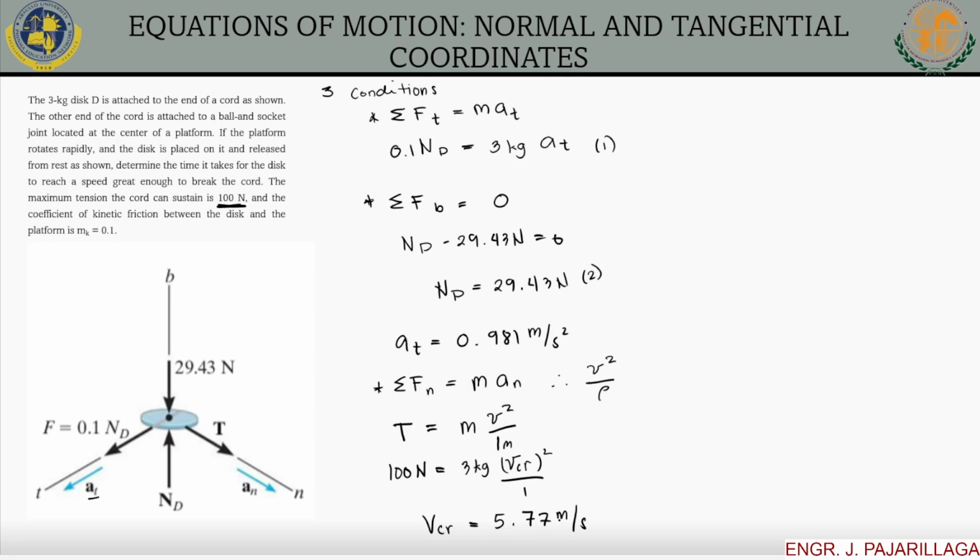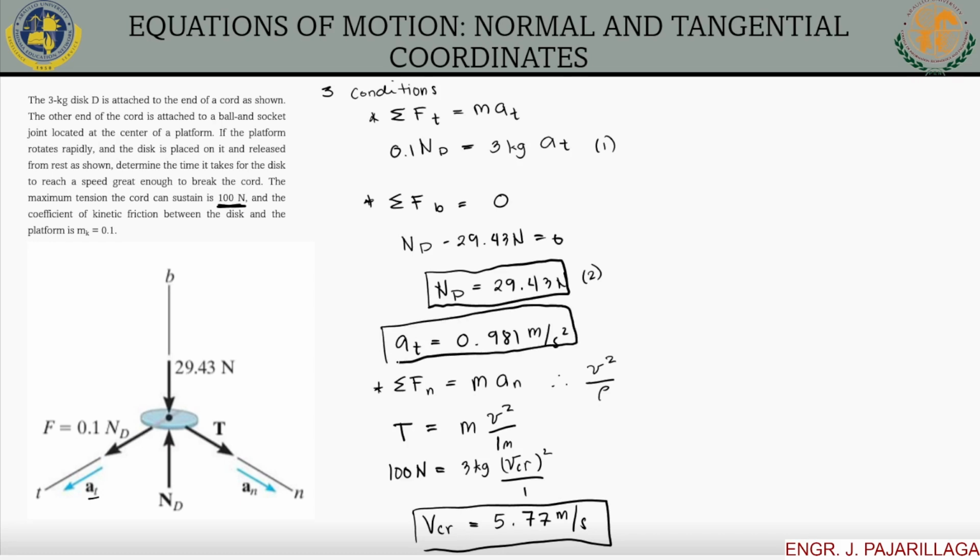5.77 meters per second. Okay? This is your critical velocity. This is your normal force. And this is our acceleration on the tangential plane. Now, as you can see here, our tangential acceleration is constant with a value of 0.981. Therefore, if we want to get the value of time, we can write velocity as a function of time.